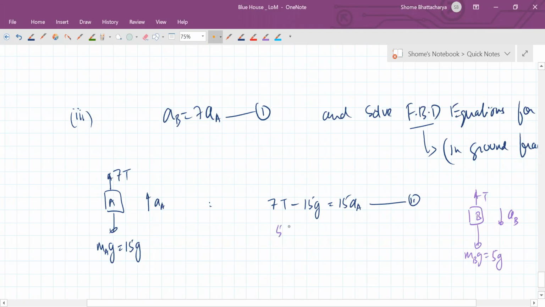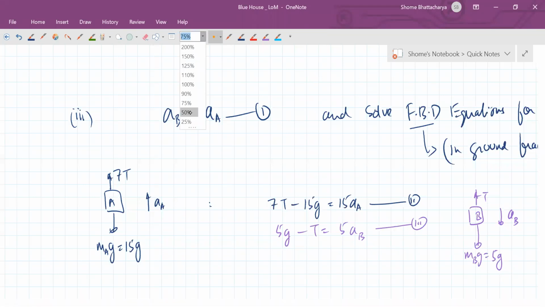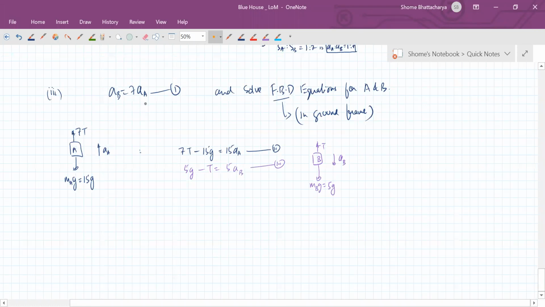So we have 5g minus T is equal to 5 times acceleration of B. So that is the third equation. Okay. So now it's a matter of solving these equations. So to solve, what you can do is you can first substitute from equation 1. So this equation becomes this.